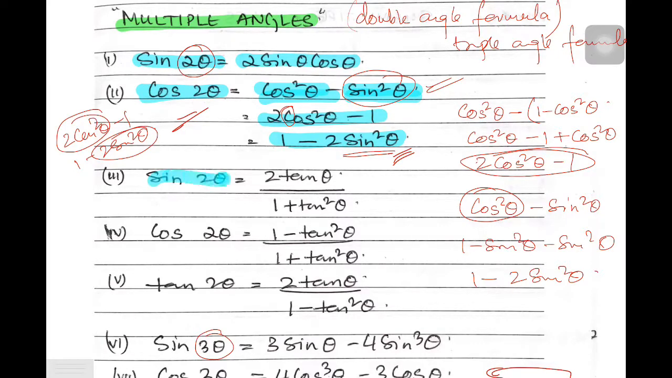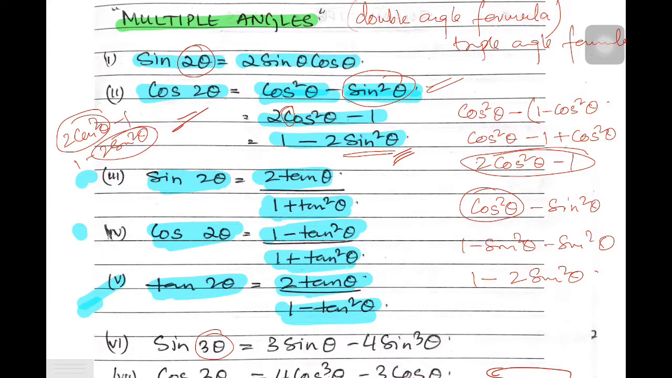And this is the one: sine 2 theta equals 2 tan theta over 1 plus tan square theta. Cos 2 theta equals 1 minus tan square theta over 1 plus tan square theta. And tan 2 theta equals 2 tan theta divided by 1 minus tan square theta. You can form tan by just dividing these two actually. Okay, so just remember sine and cos, and then you will have the formula for tan 2 theta.